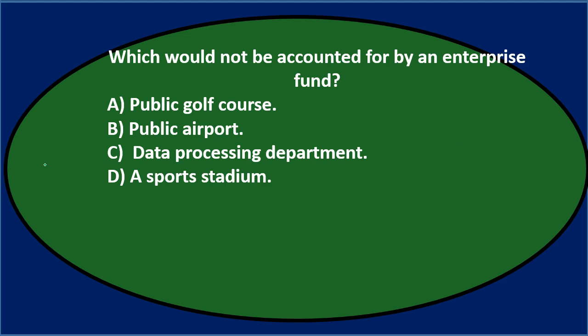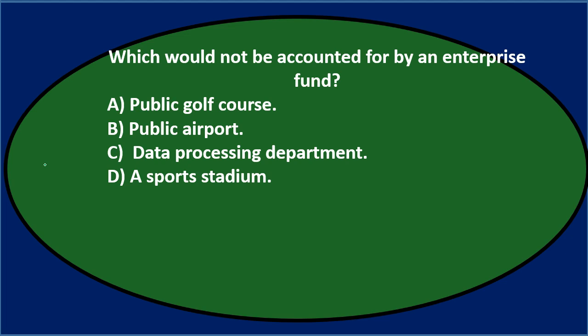Next question, which would not be accounted for by an enterprise fund? Either A, public golf course, B, public airport, C, data processing department, or D, a sports stadium. Let's go through this again using the process of elimination. Which would not be accounted for by an enterprise fund? So let's just think about enterprise. What is an enterprise fund again?